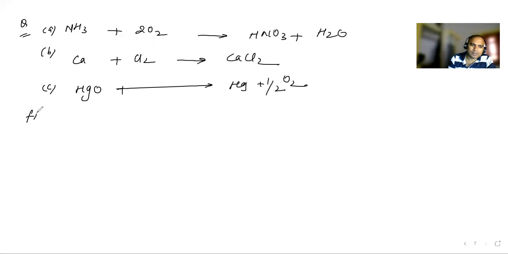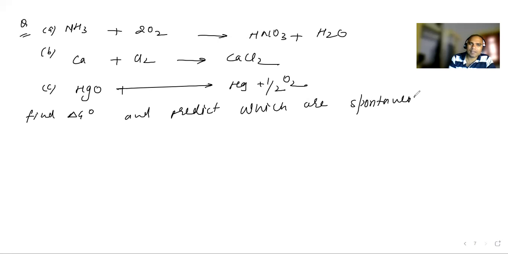They are saying find delta G naught and predict which are spontaneous. They are talking about spontaneous, which are spontaneous, and the value they have given for delta G naught in kilojoule per mole.